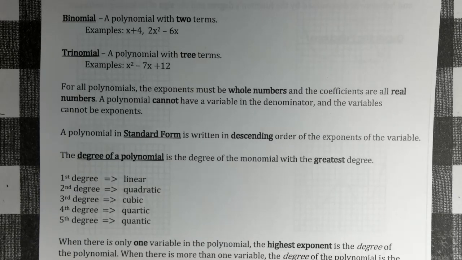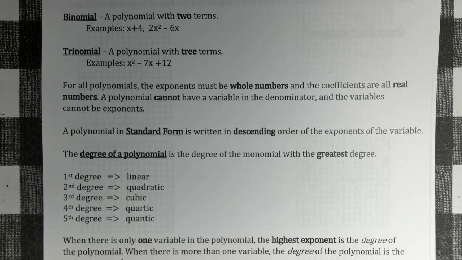For it to be in standard form, you have your highest exponent, and it decreases down to your constant, okay? So you'll have to check for some things throughout this chapter to make sure it is in standard form, okay?